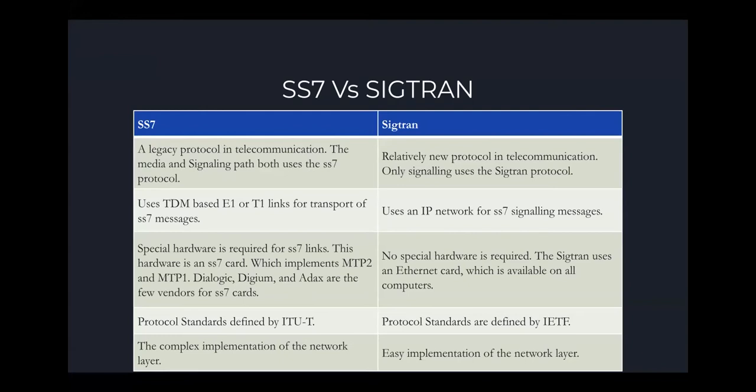You have to have specific hardware in order to use SS7, which basically raises the expense or cost. Well, in SIGTRAN, it opened up to software, because the hardware comes in every machine. It's just an Ethernet card.